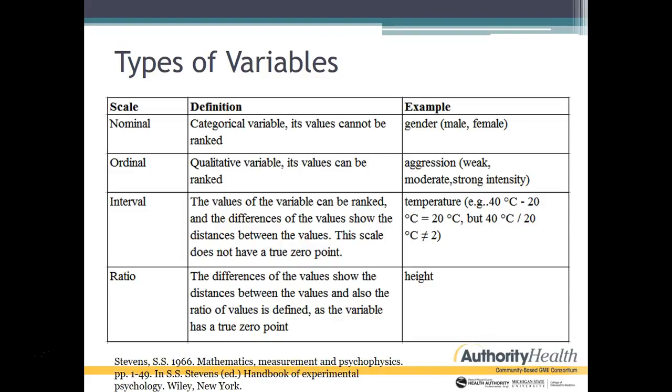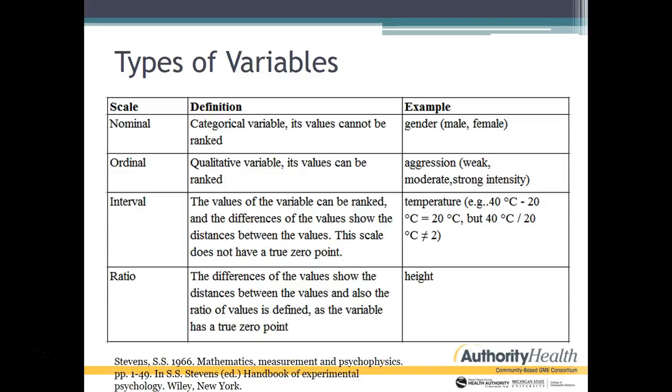Interval variables are variables that can be ranked, and the difference of the values shows the difference between the values. So one example is temperature in Celsius. You can see there the difference between 20 degrees and 40 degrees is 20 degrees. But it does not have a true 0 point, and this is a distinction. Another example of an interval would be time.